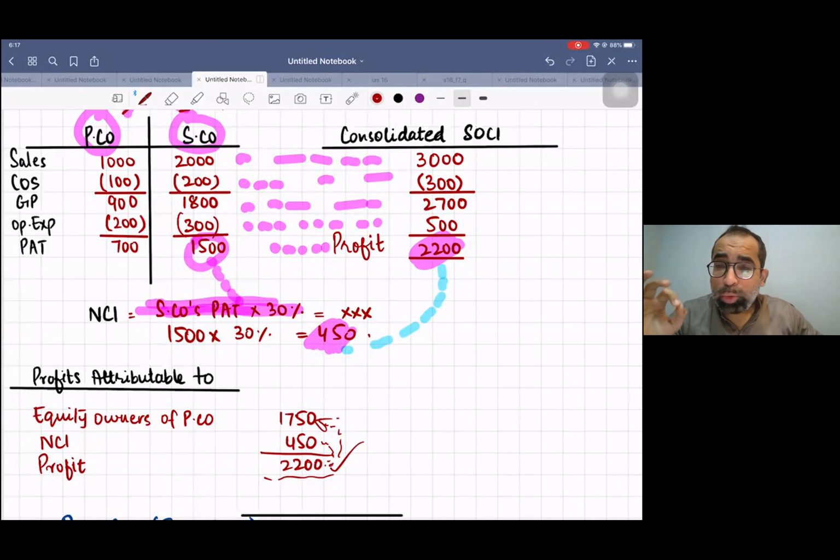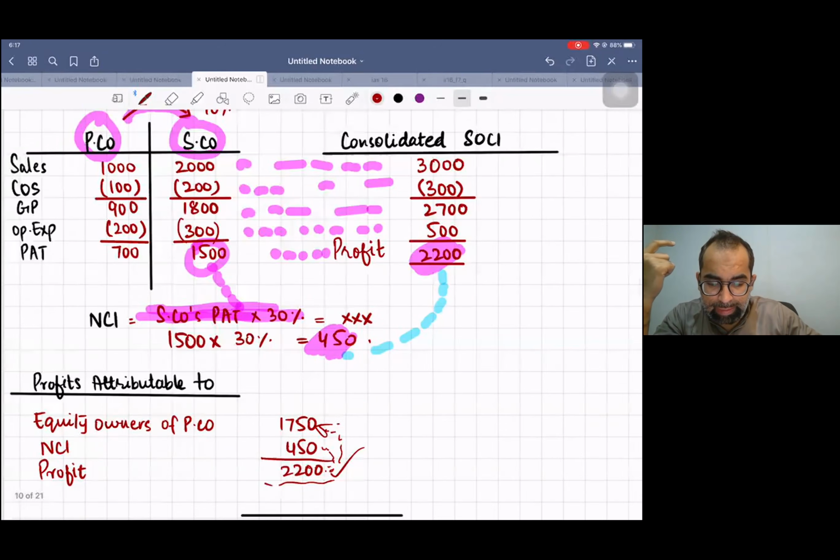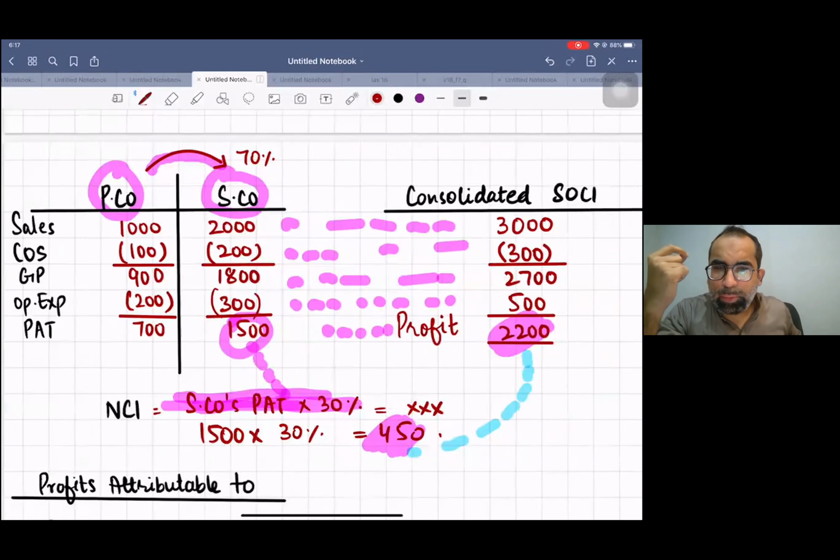Now I'm going to give you a super concept, because sometimes at the advanced level, some students ask me to do a 5 minute revision of the consolidated income statement. I tell them one thing. I just focus on one thing. And now I'm going to do that with you.